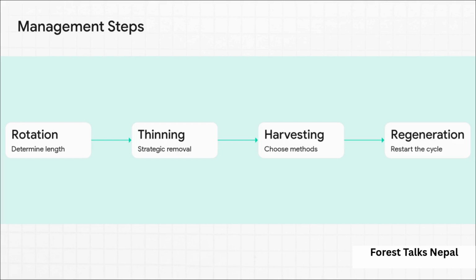First, they figure out the rotation length, exactly how long to let the trees grow before harvesting. Along the way, they implement a thinning regime, strategically removing some trees so the absolute strongest can thrive. Then comes the choice of harvesting methods, and finally, the regeneration system used to start the whole cycle all over again. Every single step here is a calculated intervention.